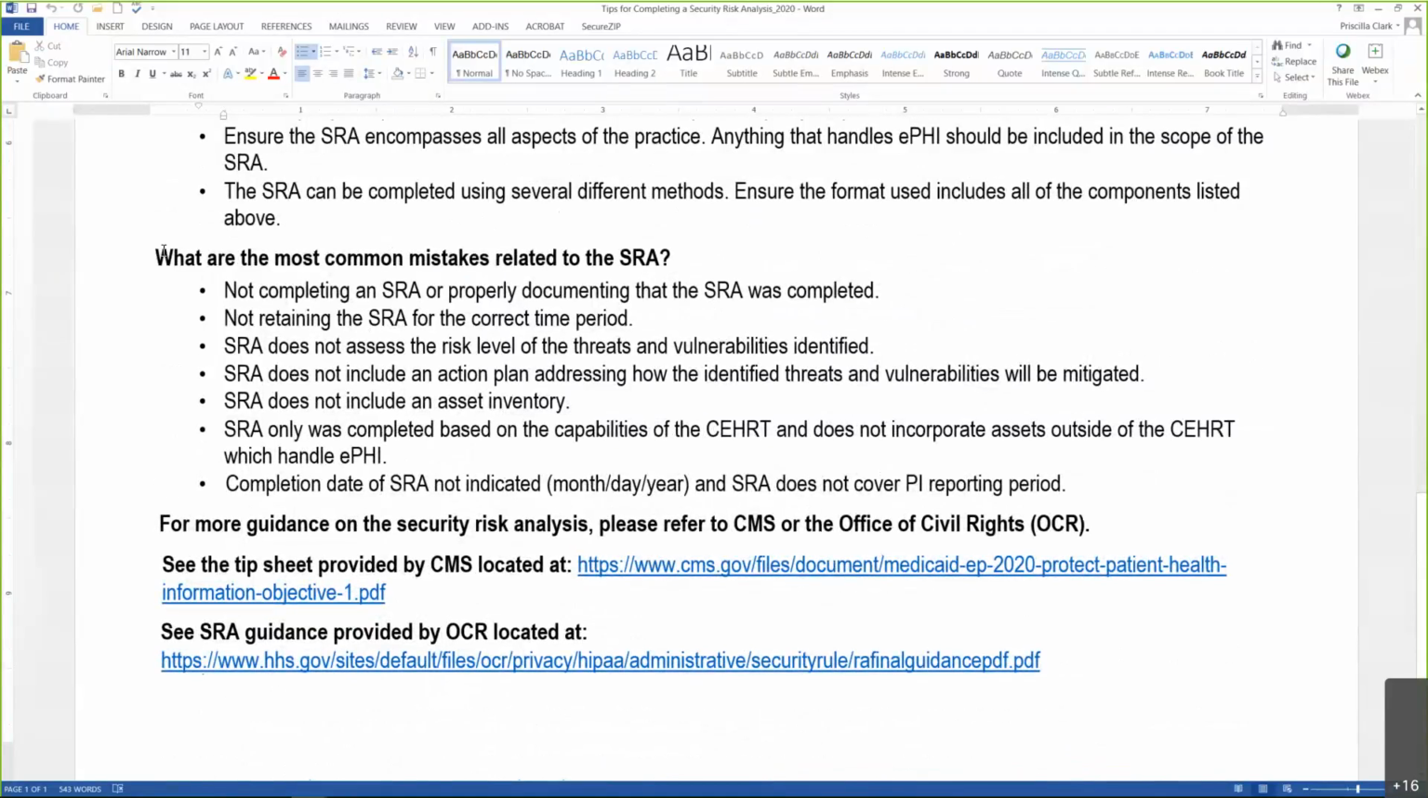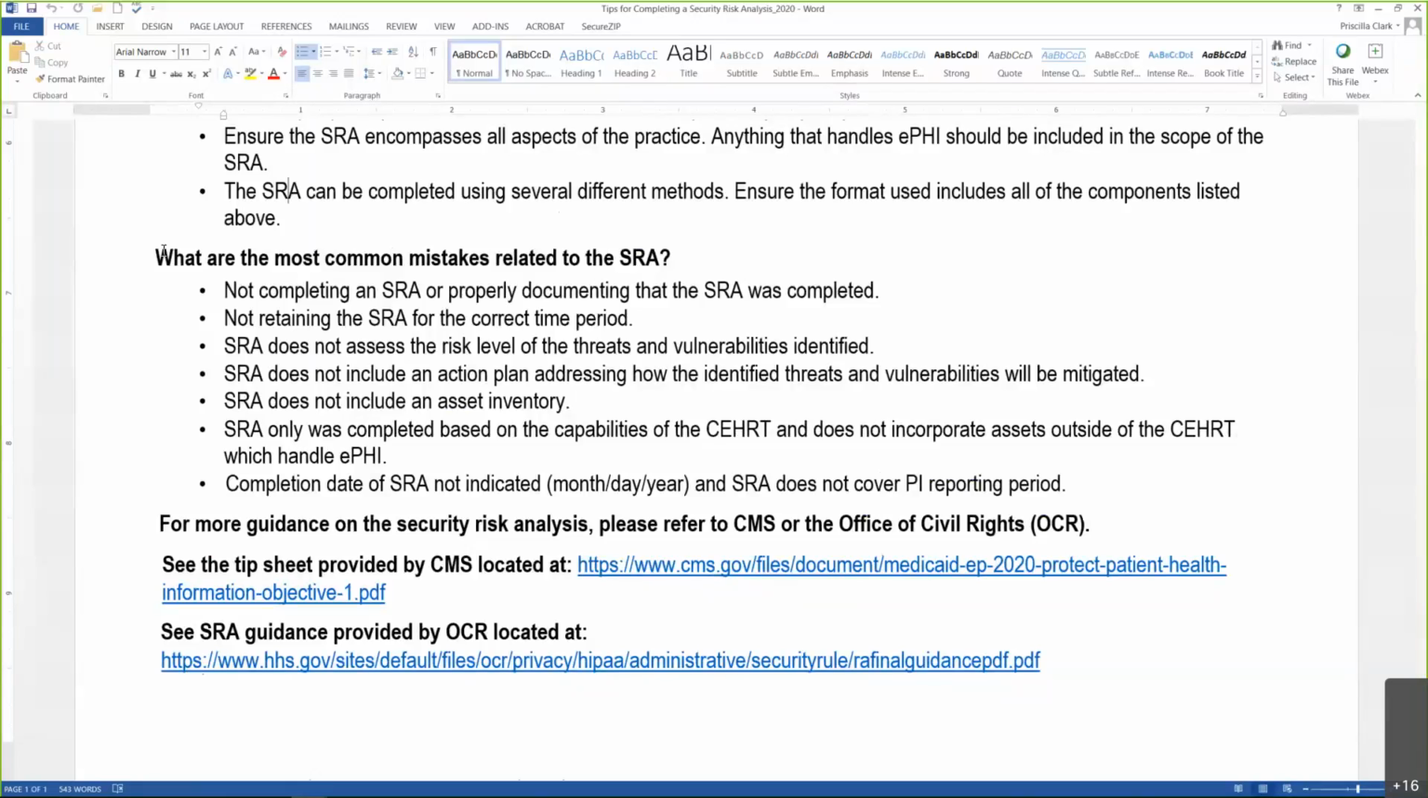So what are the most common mistakes related to the SRA? If the practice does not complete an SRA or properly document that the SRA was completed, that's a common failure for not meeting the SRA requirement. Other common failures are if the practice does not retain the SRA for the correct time period, or the SRA does not assess the risk level of the threats and vulnerabilities identified. That is a common failing because the practice doesn't know that they need to do that. You need to ensure that your SRA does incorporate that risk level.